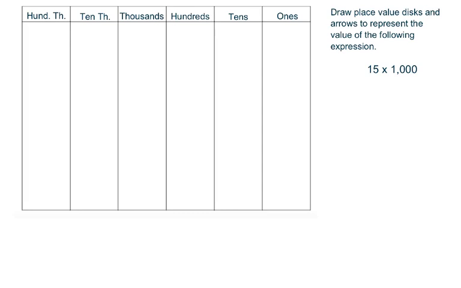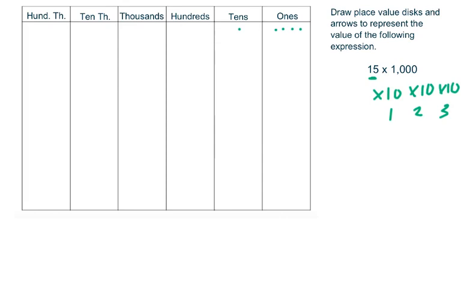So I'm going to first demonstrate my 15 in place value discs. I have a 5 in the ones place, so I'm going to have 5 in the ones. I've got a 1 in the tens place. And I'm now looking that I have multiplied by 1,000, which means I'm going to take times 10, times 10, times 10. Or I'm going to end up moving 1, 2, 3 times.